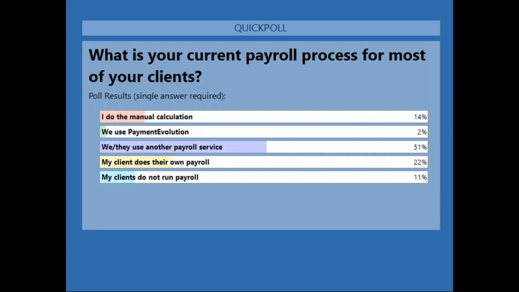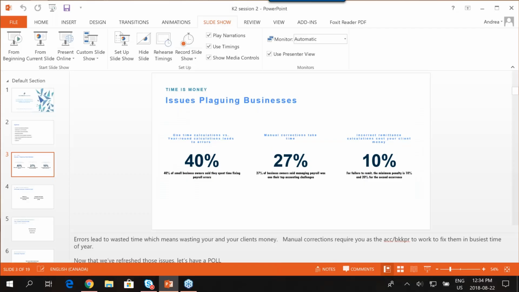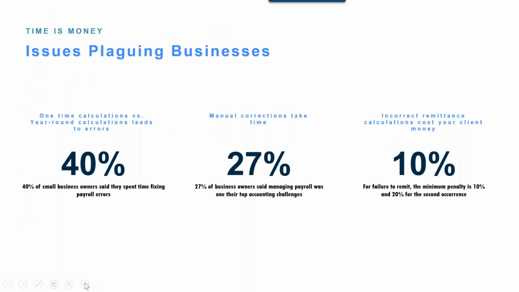So 14% of the folks on the call today are doing manual calculation. You have 2% attendees that are using PaymentEvolution. Thanks for attending today. 51% are using a different payroll service. 22% have their clients do their own payroll, and 11% don't assist their clients at this time with payroll. Great results. Thanks, everyone. Thank you so much, Marilyn. I appreciate you recapping it for me. I'm not sure why I can't see that today.